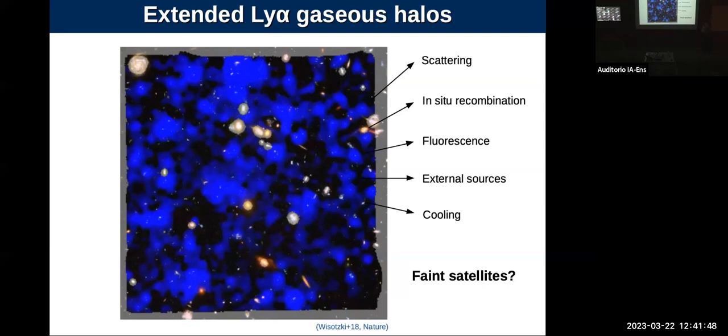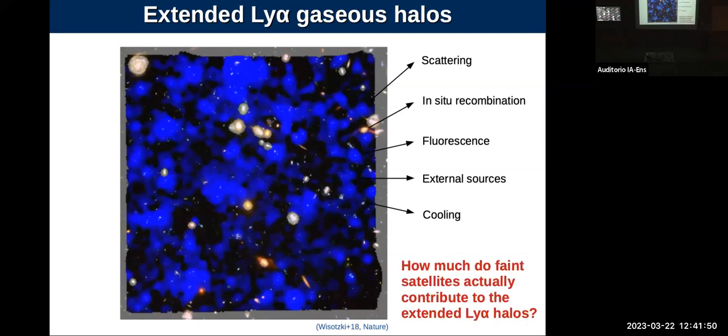But there is right now no observational paper trying to address this, and that is why that is the goal that we set for ourselves. So we basically want to know how much those faint satellites or undetected Lyman-alpha emitters actually contribute to those extended Lyman-alpha halos that we see on the sky.